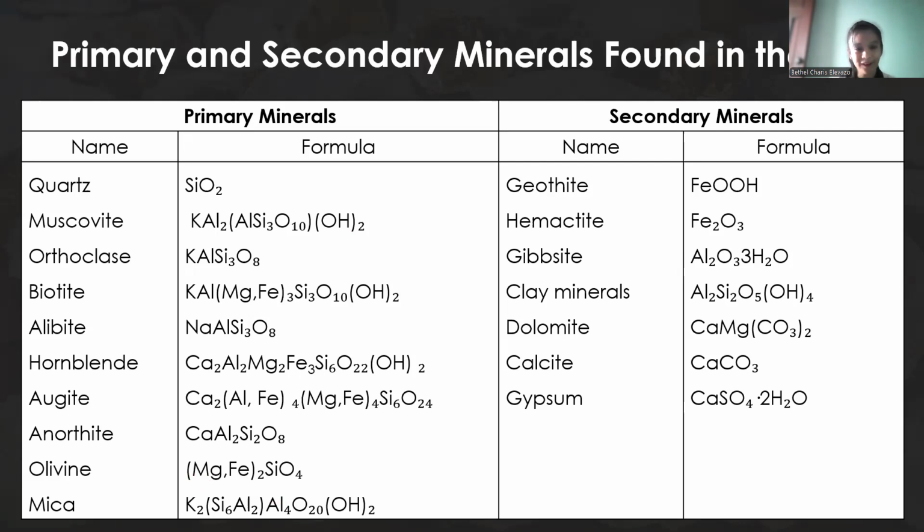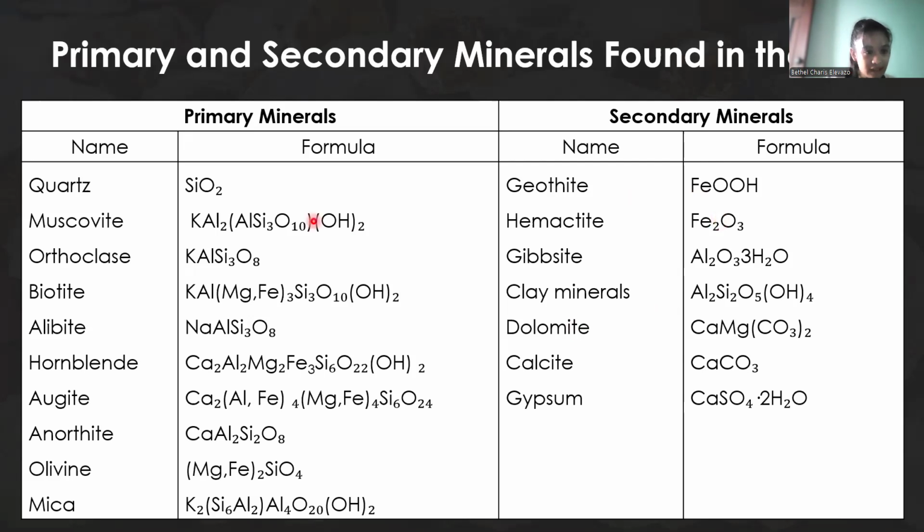Now, let's move on sa secondary minerals. Okay? So, si secondary minerals, ayan si goethite, hematite, gibbsite, clay minerals, specifically si kaolinite, okay, dolomite, calcite, and gypsum. So si goethite, it contains iron, oxygen, and hydroxyl groups. So this is common iron hydroxide minerals na napo-form from weathering of primary iron-rich minerals.